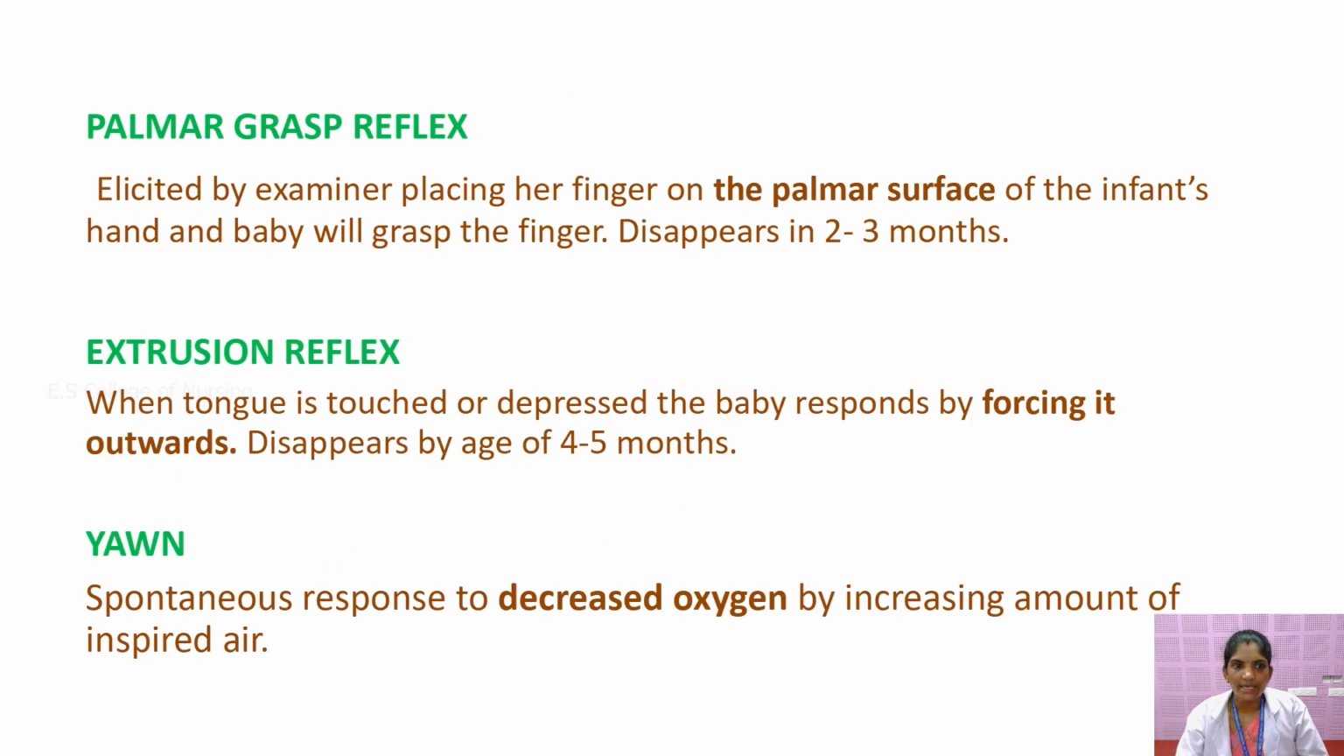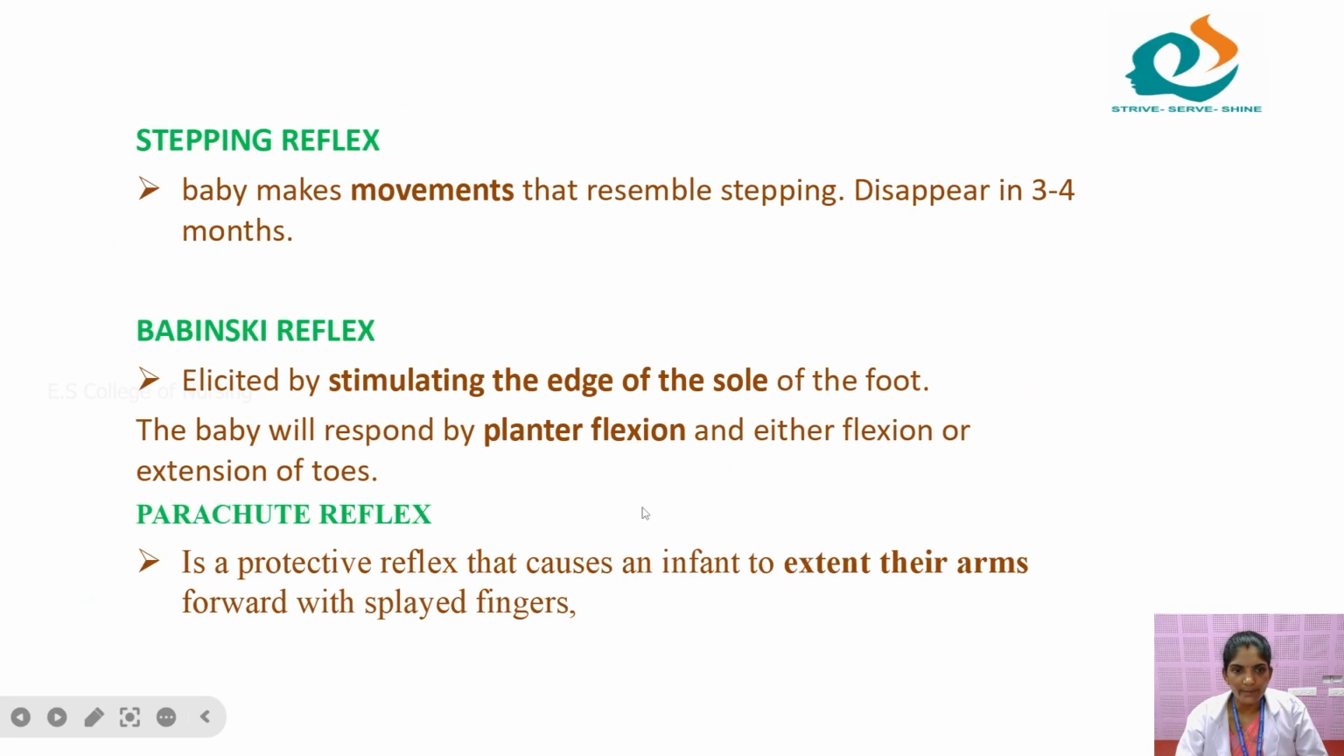Palmar grasp reflex, which is elicited by examiner placing her finger on the palmar surface of the infant's hand and baby will grasp the finger, which disappears in 2 to 3 months period. The next one is extrusion reflex. When tongue is touched or depressed, the baby responds by forcing it outwards, and this disappears by age of 4 to 5 months. Next one is the respiratory reflex. Spontaneous response to decreased oxygen by increasing amount of inspired air. The next one is stepping reflex. Baby makes a movement that resembles stepping, which disappears in 3 to 4 months period.